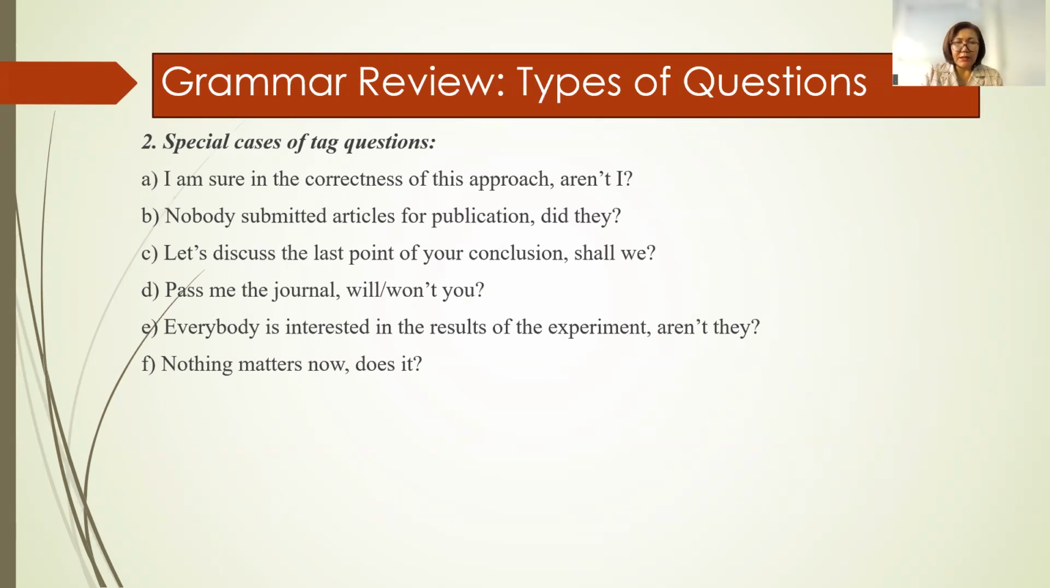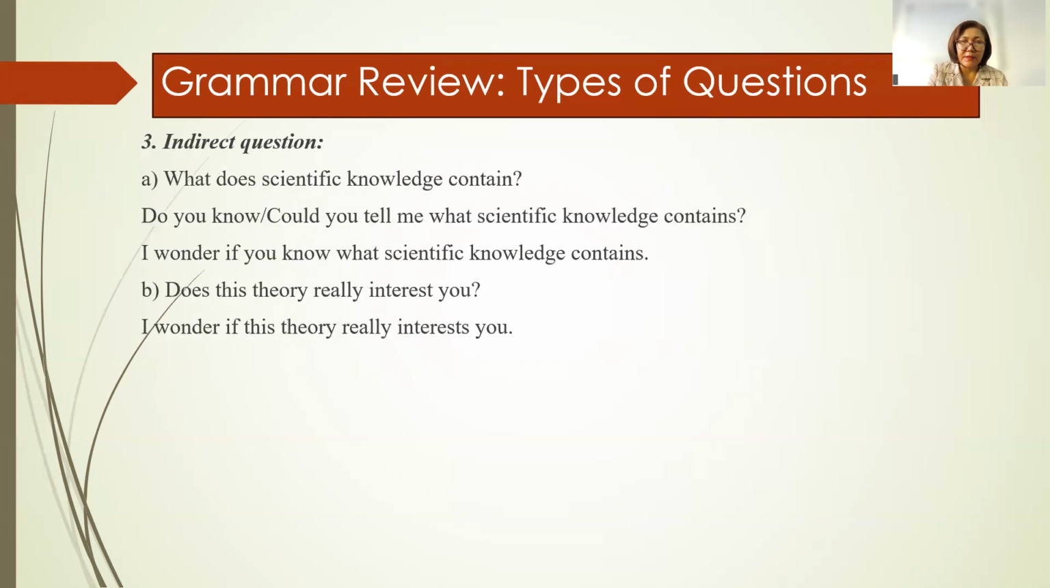So, special cases of tag questions. Please look at the examples. Pass me the journal, will you, won't you? I'm sure in the correctness of this approach, and nobody submitted articles for publication, did they? These are the special cases of tag questions. So, indirect questions. What does scientific knowledge contain? Do you know, could you tell me what scientific knowledge contains? That really interests you.